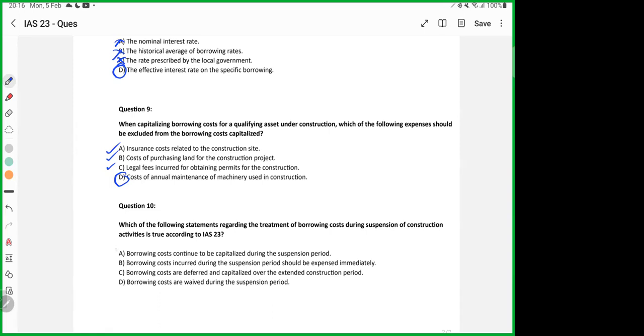So is A correct or wrong? Borrowing cost cannot be capitalized during the... Incurred during the suspension period should be expensed immediately. Yeah, I think B.